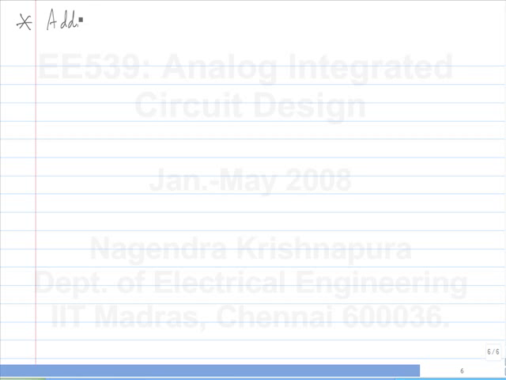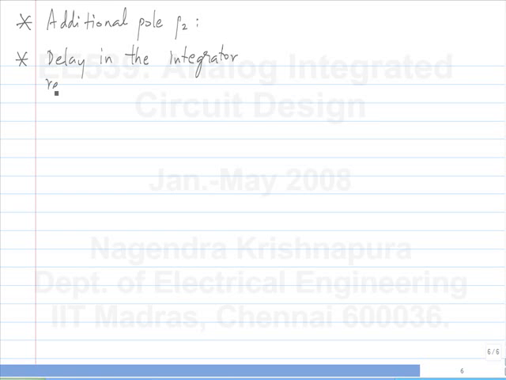So, what's the effect of the additional pole P2? We saw that as far as the integrator's response is concerned, it's like delaying the response of the integrator. It delays the ramp by 1 over P2 seconds. So, the loop gain would have been an ideal integrator, but in this case it's an integrator with some extra delay, which tends to cause instability.